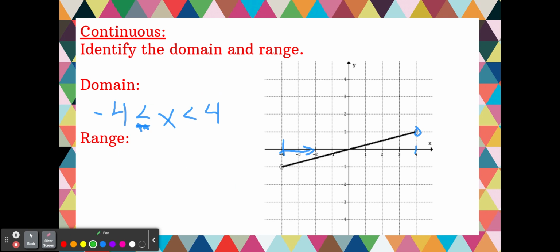And then our range, the lowest is -1. The highest is 1. So those are the highest and lowest, -1 and 1. Range is y. Open dots, so y's are all bigger than -1 but smaller than +1.